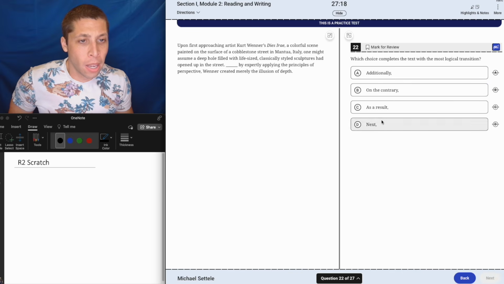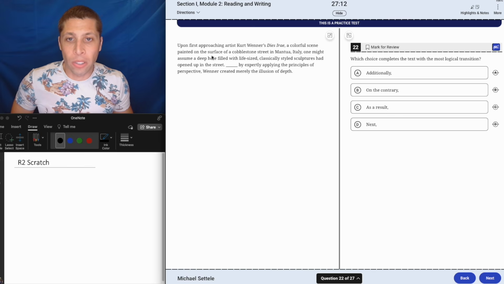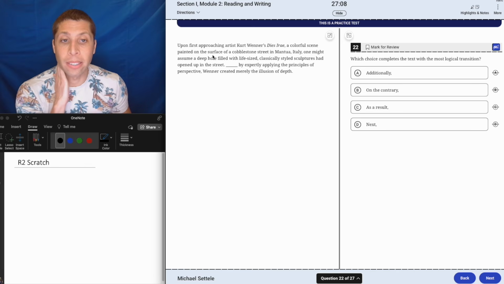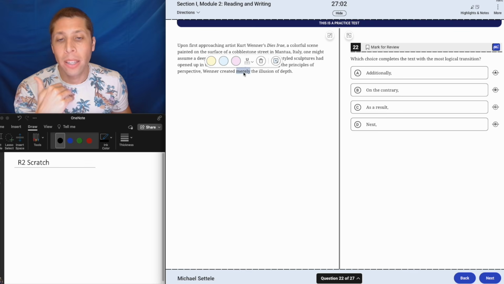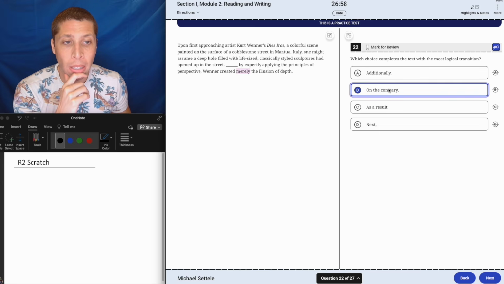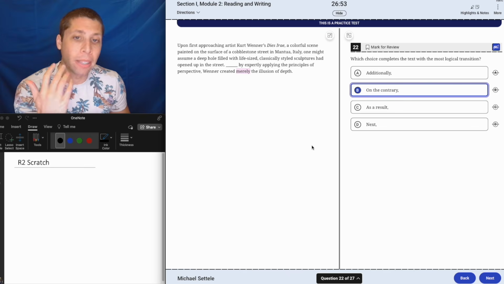So yeah. Okay. Upon first approaching artist Kurt Wenner's colorful scene painted on the surface of a cobblestone street in Mantua, Italy, one might assume a deep hole filled with life-size classically styled sculptures had opened up in the street. By expertly applying the principles of perspective, Wenner created merely the illusion of depth. So this is telling me it's some sort of contrast. So, but by expertly, on the contrary, it appears to be one thing, but it's something else.